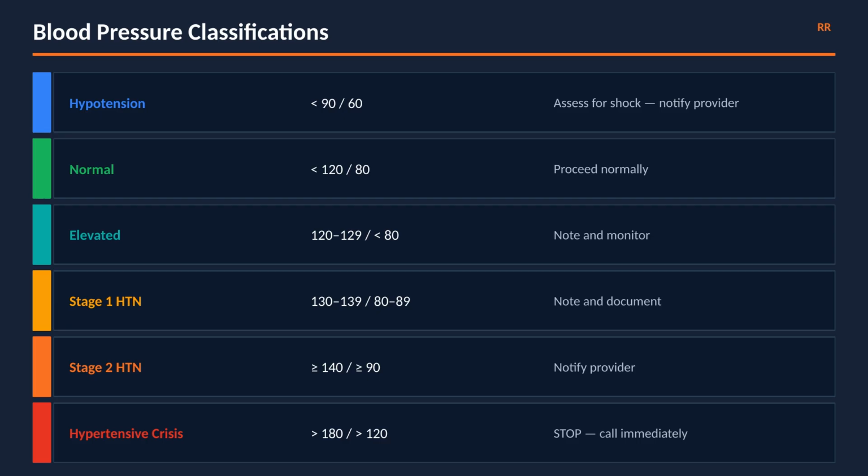Notify the provider. Hypertensive crisis, above 180 systolic or above 120 diastolic. Stop the exam. Call immediately. No elective imaging proceeds at this level.